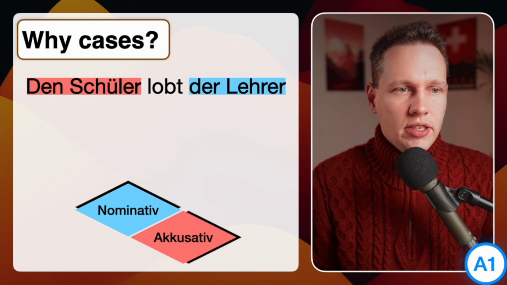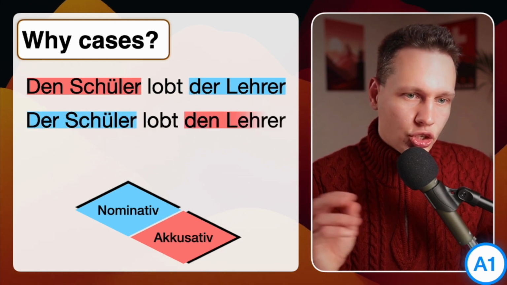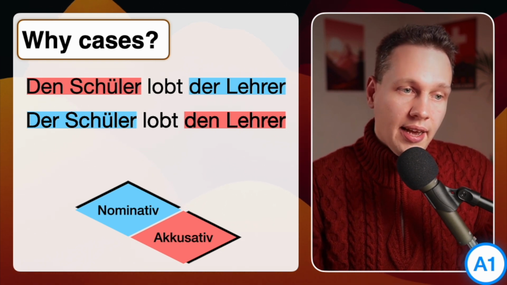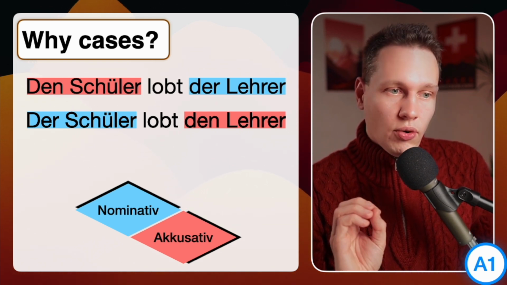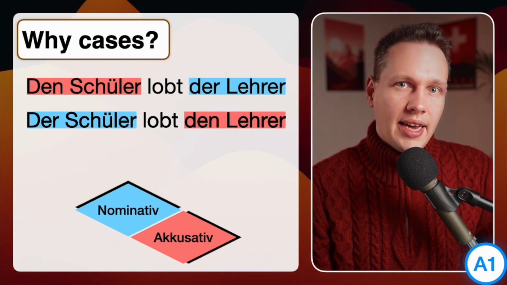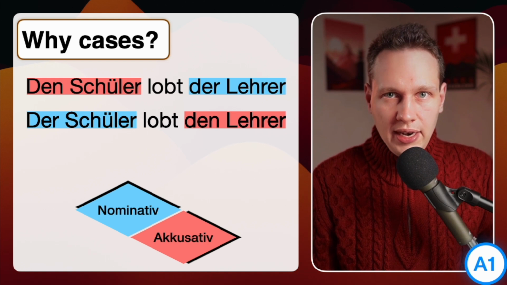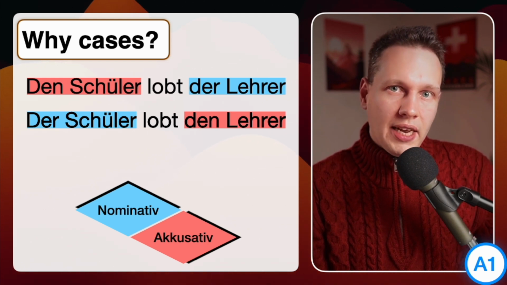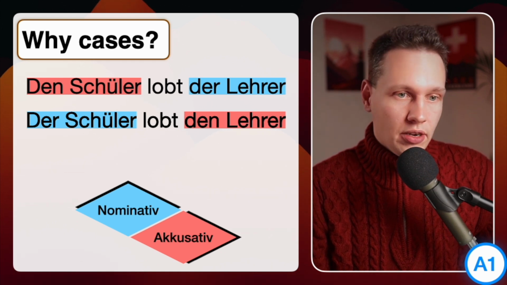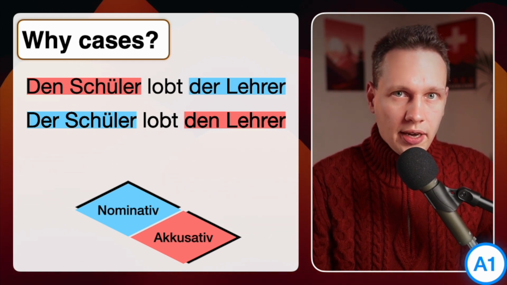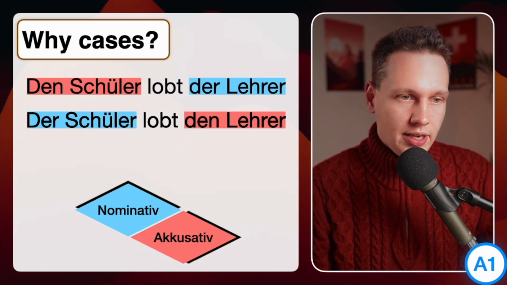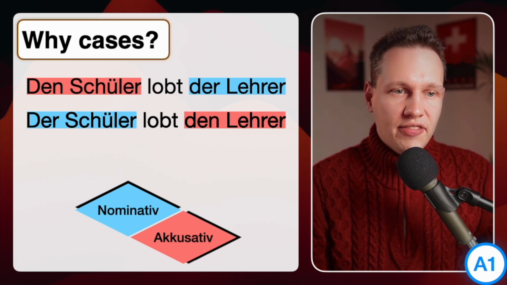And if we just change one letter, der Schüler lobt den Lehrer. Okay, we changed two letters, but still, it now totally reversed the order. The student is now praising the teacher. And as you might know, if you know a bit about language history, many European languages, including Greek and Latin, used to have cases. Many still do, like for example German, but others lost the cases over time.